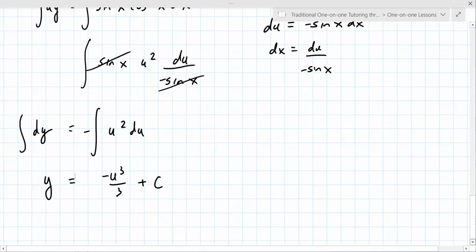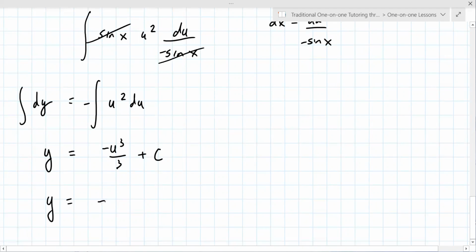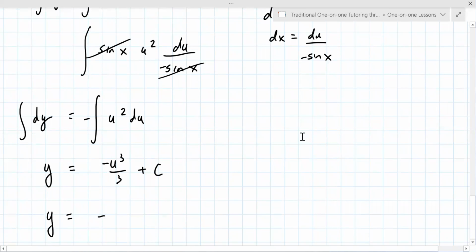And what would I plug x in for u? No, you've got to put your u back in. So it's cosine cubed. Yes, exactly.